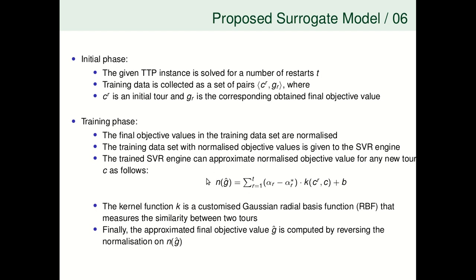Then in the training phase, the final objective values in the training dataset are min-max normalized. Then the training dataset with normalized objective values is given to the SVR engine for training. The trained SVR engine can approximate the normalized objective value, which means ng hat in this formula, for any new tour. The kernel function k in this formula is a customized Gaussian radial basis function that measures the similarity between two tours. Finally, the approximated final objective value g hat is computed by reversing the min-max normalization on ng hat.